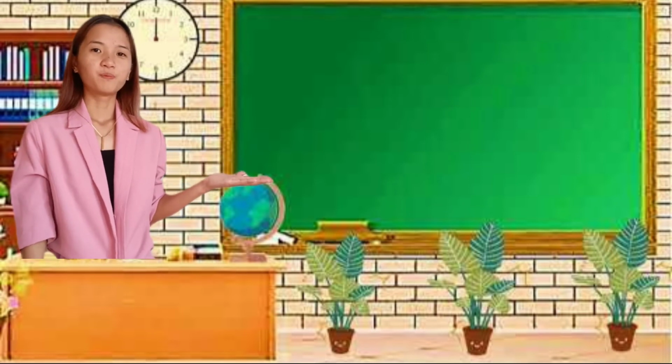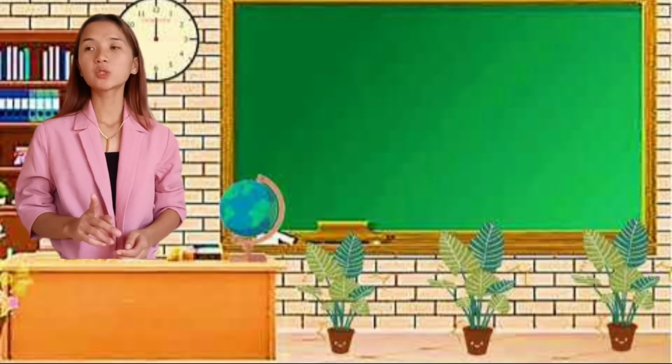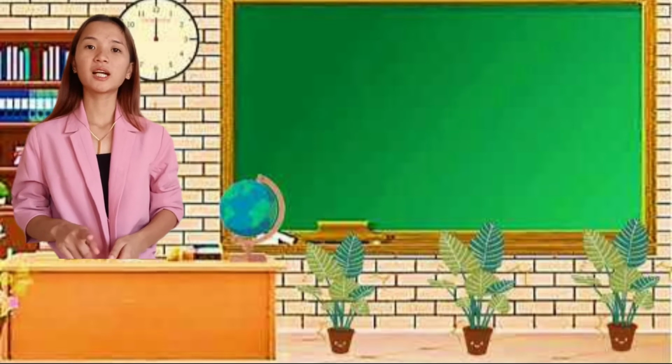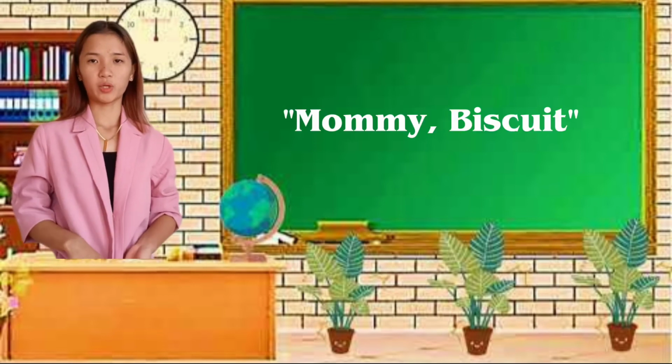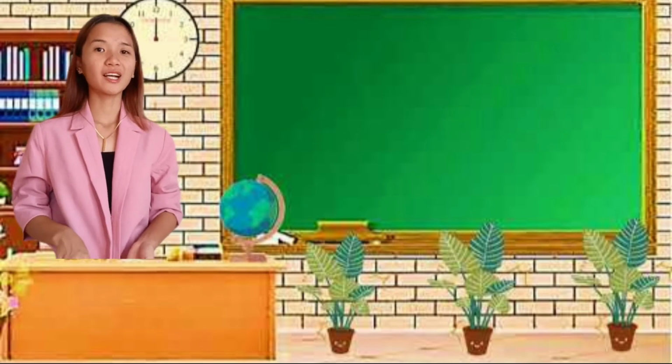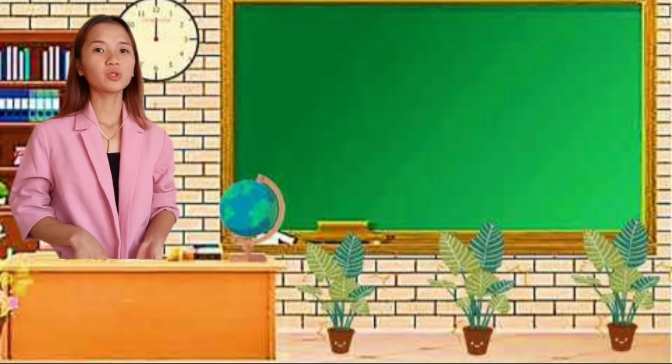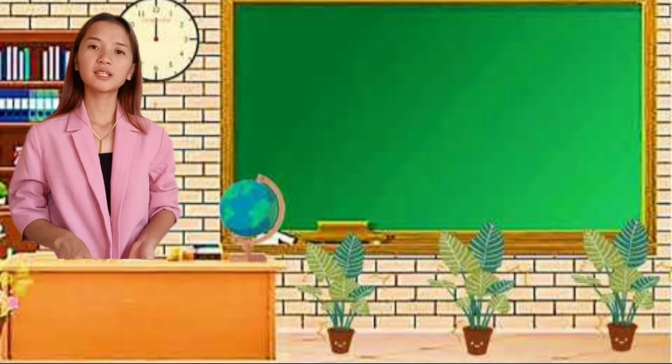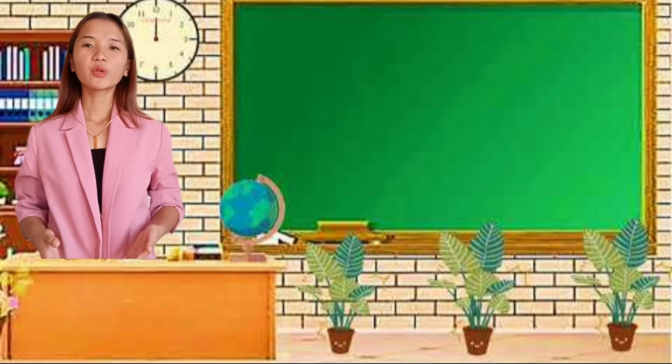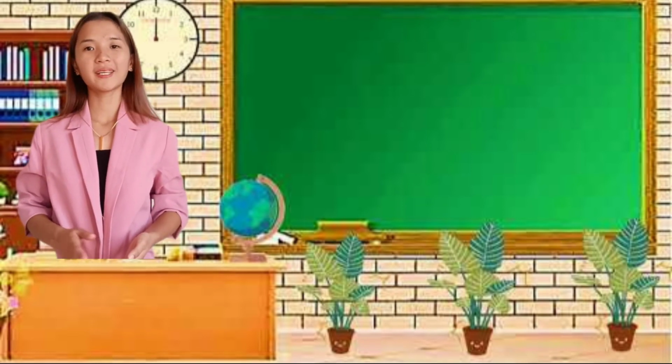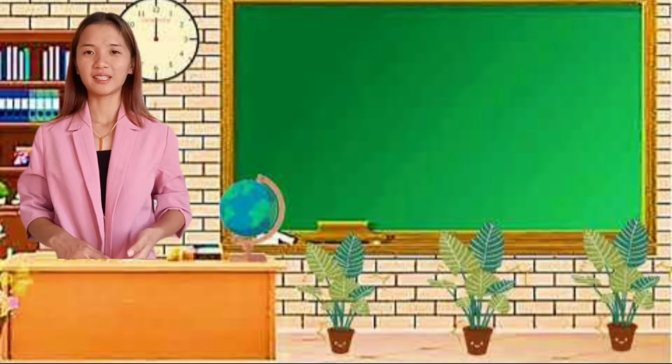For example, no child will say "biscuit mommy." Instead, the child will say "mommy biscuit." The reason is that when a child starts to put two words together, the child has already mastered the basic rules of syntax. And even when the child makes an erroneous sentence, he applies them correctly.